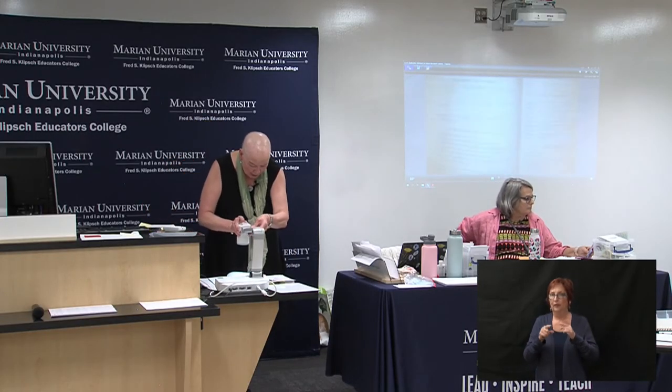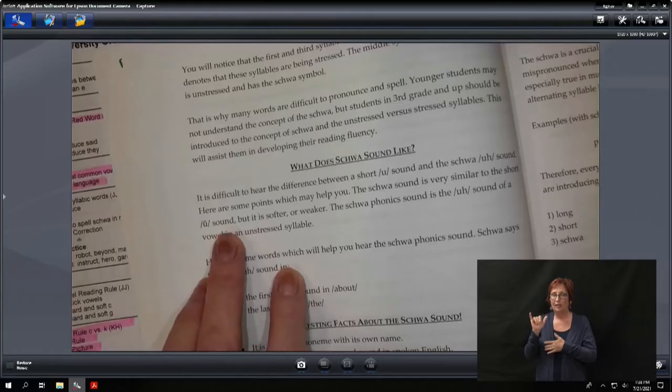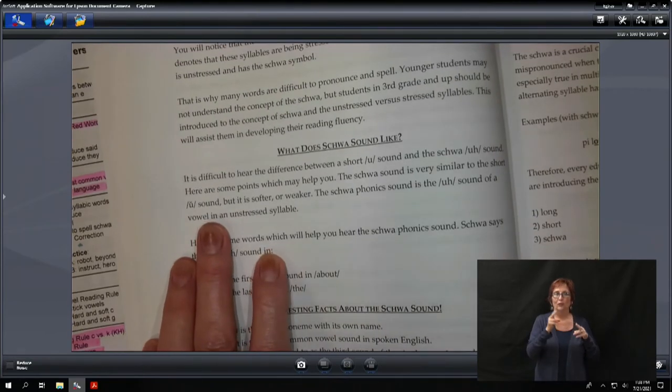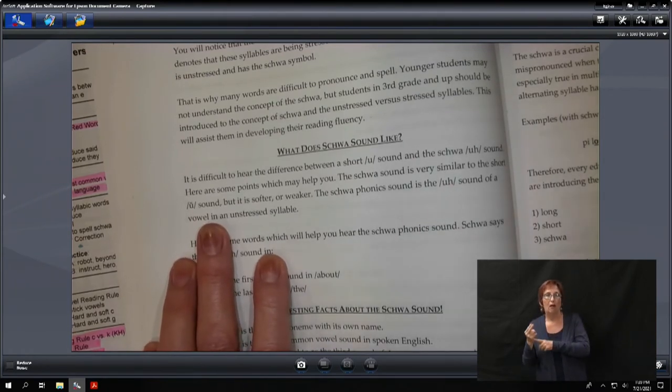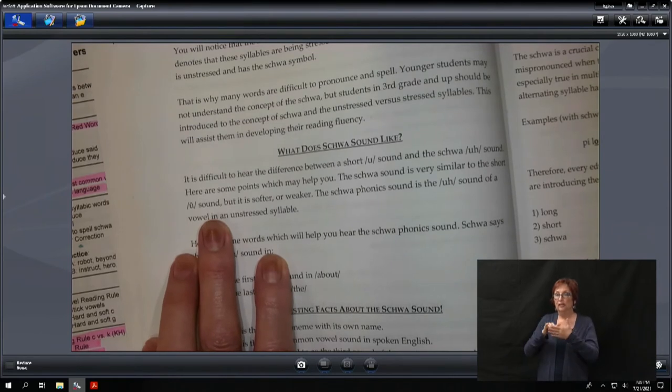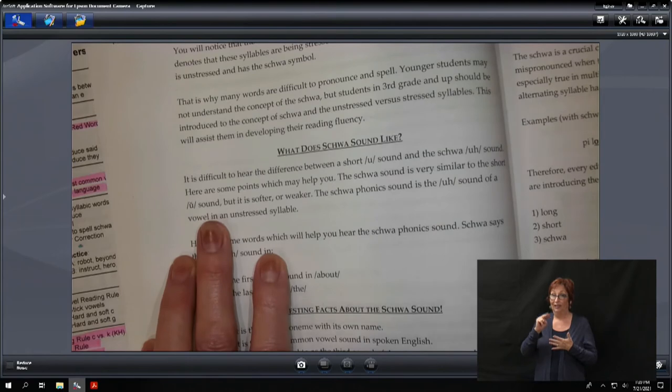Let me go through the next page, 14. It says, what does a schwa sound like? It's very similar to the short sound U. So can everybody say "uh"? It's slightly different. We are not going to go on and on with the kids about that. We're just going to say it makes the short sound of U. I would also suggest that you add, it can also say "eh," because in Indiana, it can.